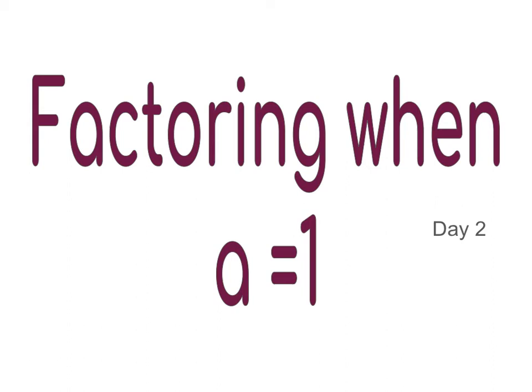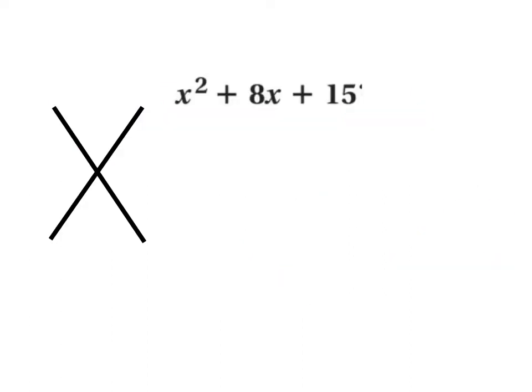All right, let's continue to do some factoring. Hopefully the more you see it, the better it's going to get. So this is our second day looking at this. I'm going to start by writing my parentheses, and in this case we have an a variable of x. Setting up my x puzzle, I have a product of positive 15 and a sum of positive 8. So both are positive, which means I need both positive signs inside those binomials.